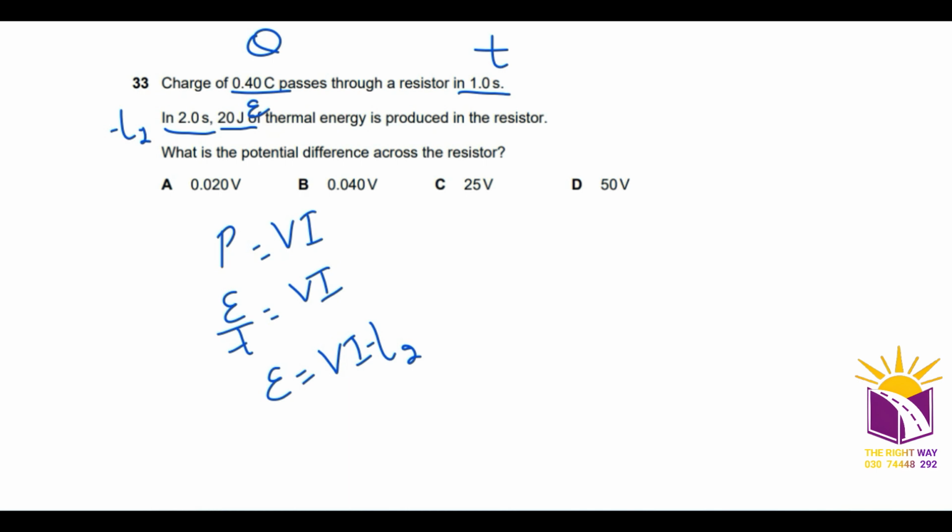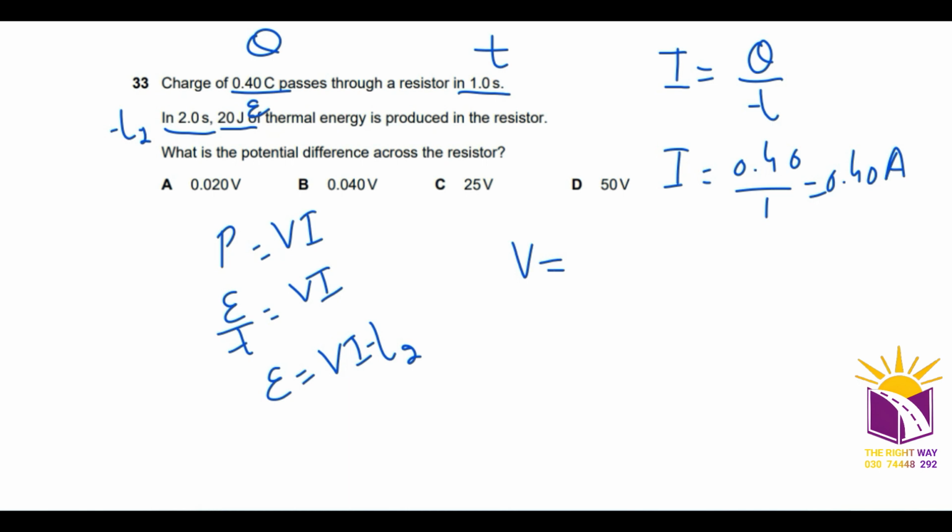Now from this equation we can calculate the potential difference if we know the current, and we know that current I is equal to charge divided by time, the charge passing through in unit time. I is equal to 0.40 divided by 1, which is equal to 0.40 ampere. Now what is V? V will be equal to E, which is 20, divided by current multiplied by time, which is 0.40 multiplied by 2.